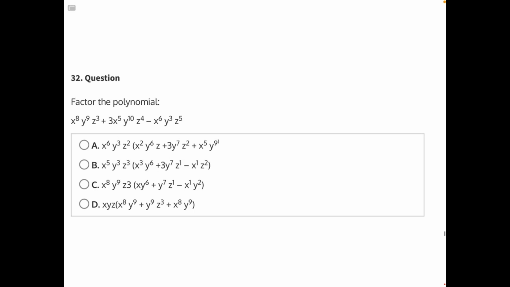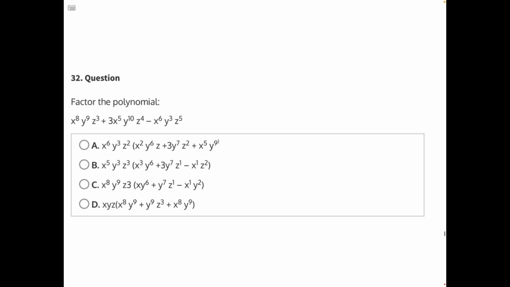Factor the polynomial. To solve this question, we need to factor out one of each type of variable: an x, a y, a z. The power of each of those variables that we factor out is going to be determined by the greatest common factor between all of the exponents that are present. So let's start with our x variables.